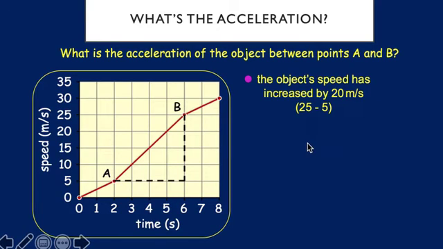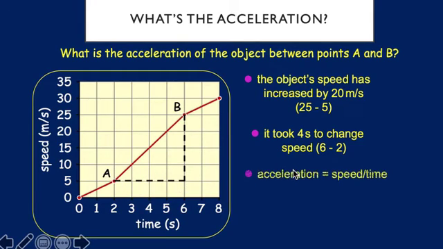The object's speed has increased by 20 meters per second. So at B, it's going at 25 meters per second. At A, it's going 5 meters per second. So 25 minus 5, it's increased by 20 meters per second. And it took 4 seconds for that to change. The time at B is 6, and the time at A is 2. So 6 take away 2 is 4.